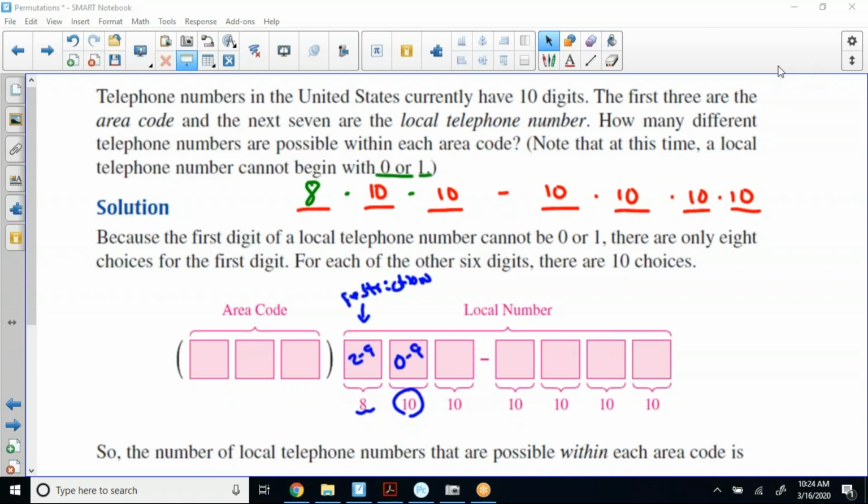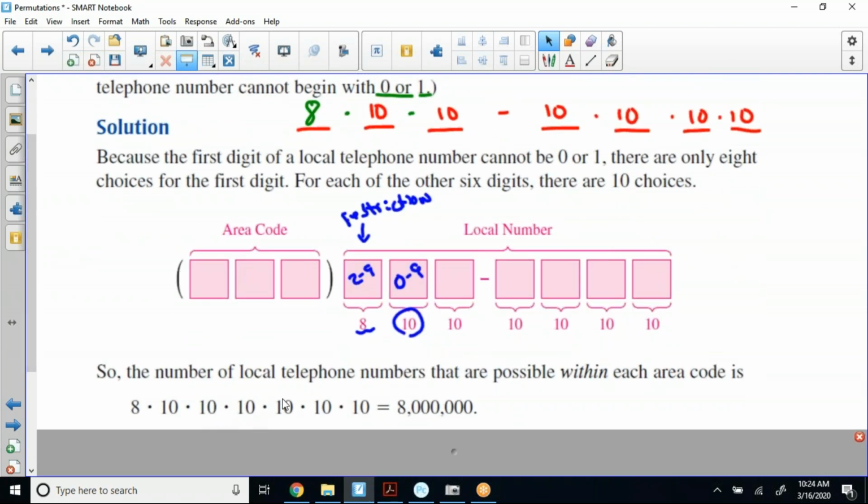Anybody got any questions about how we did this particular one? If you do, just put it in your chat box right there. But the answer would be 8 times 10 times 10 times 10 times 10 times 10 times 10, which is 8 million. So a local telephone number has 8 million combinations, as far as distinct choices. All right, so let's look at the next one.